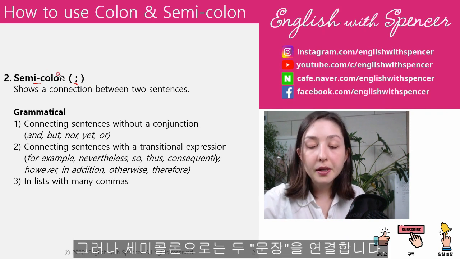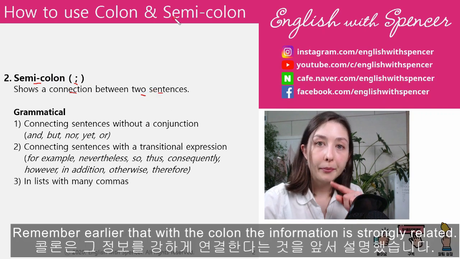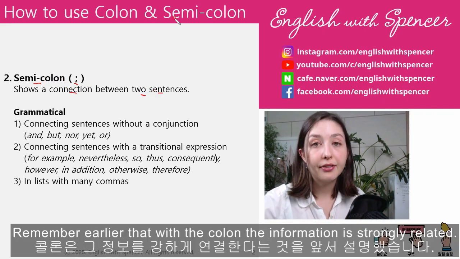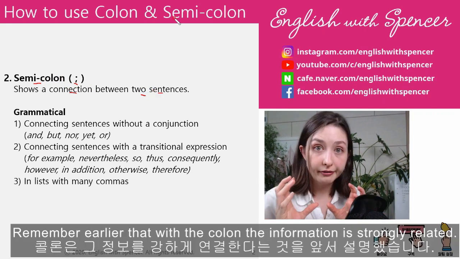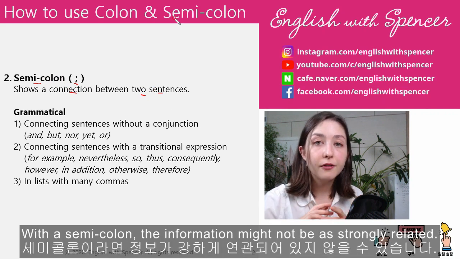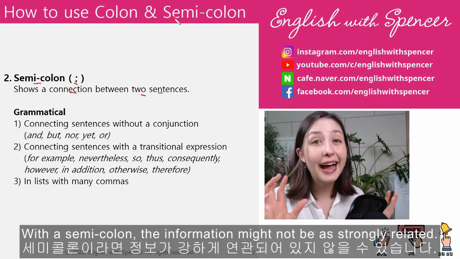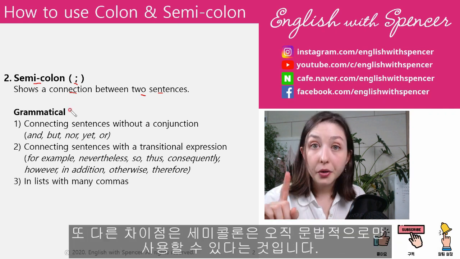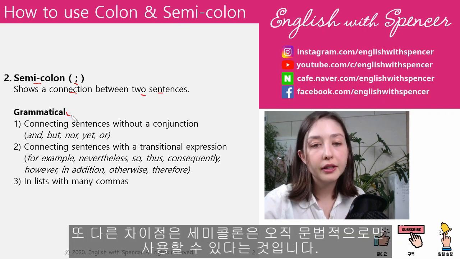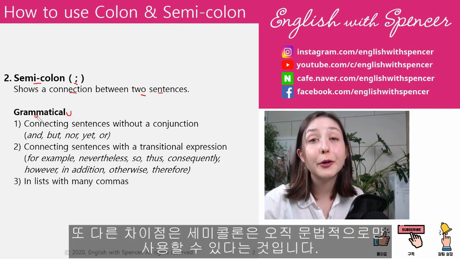But with a semicolon, you are connecting two sentences. You remember earlier, the colon said that the information is strongly related. With a semicolon, the information might not be as strongly related. Another difference: with a semicolon, you can only use it in a grammatical way.